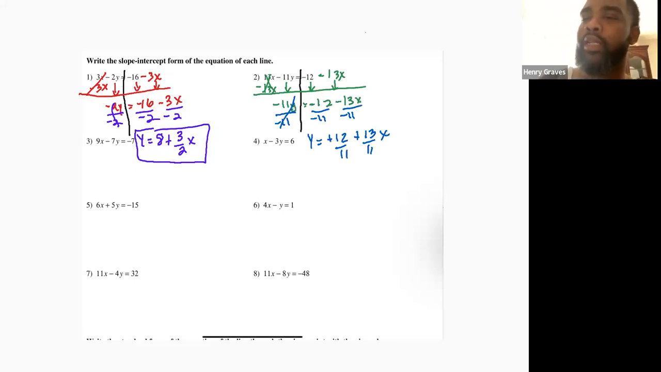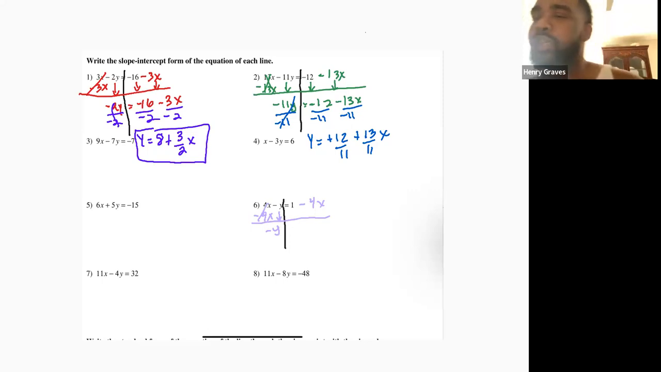Okay, let me do one that's a little more nuanced. So first I'm going to draw my line. I'm going to focus on number 6 real fast. First, I'm going to move the 4x over. The opposite of positive 4x is negative 4x to both sides. Bring it down to negative y. Bring everything else down. This is 1 minus 4x.